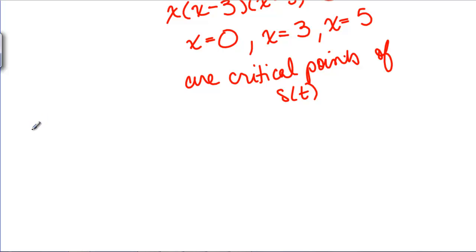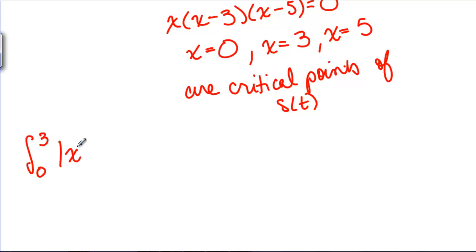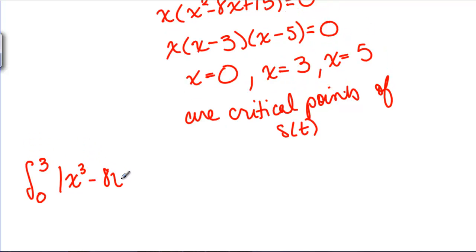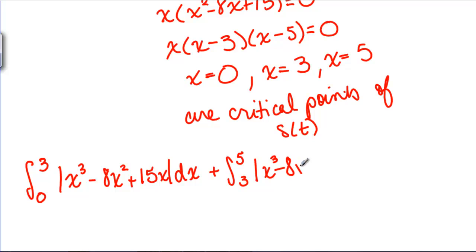So we need to do the integral from 0 to 3 of the absolute value of x cubed minus 8x squared plus 15x, plus the integral from 3 to 5 of the absolute value of x cubed minus 8x squared plus 15x, plus the integral from 5 to 6 of the absolute value of x cubed minus 8x squared plus 15x.